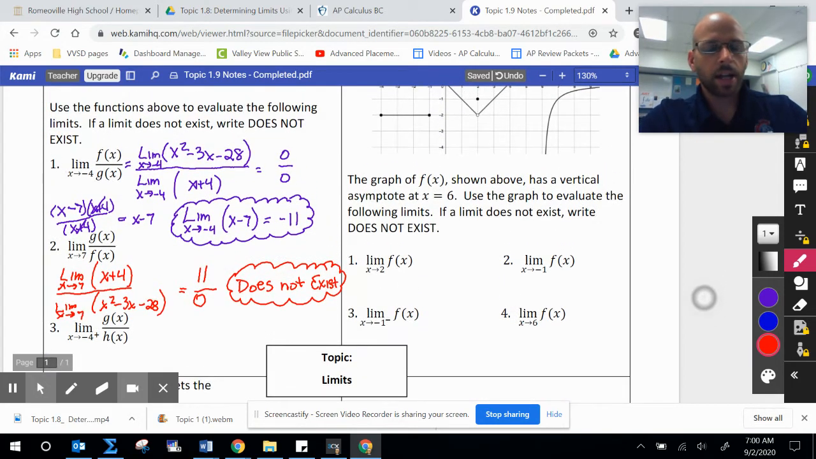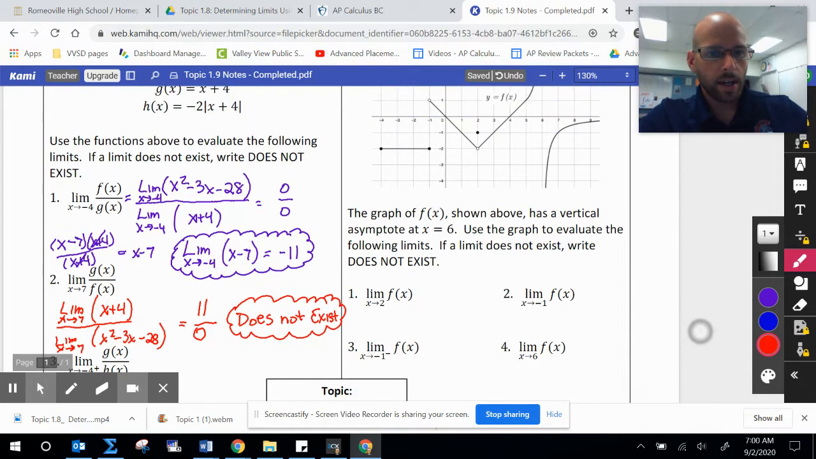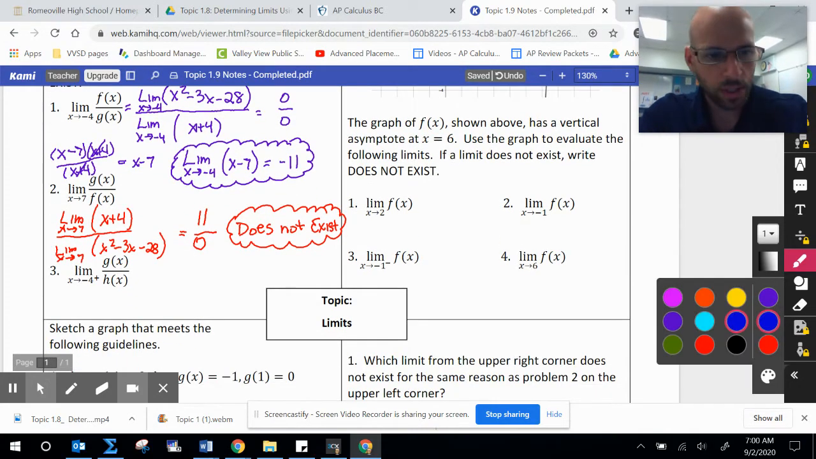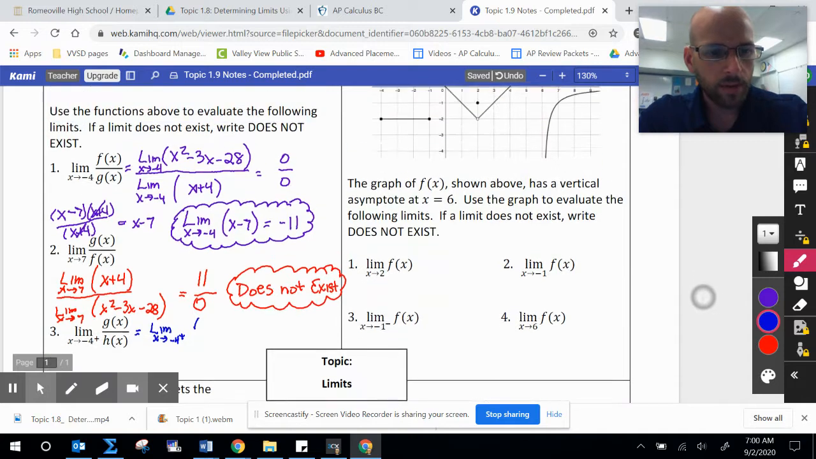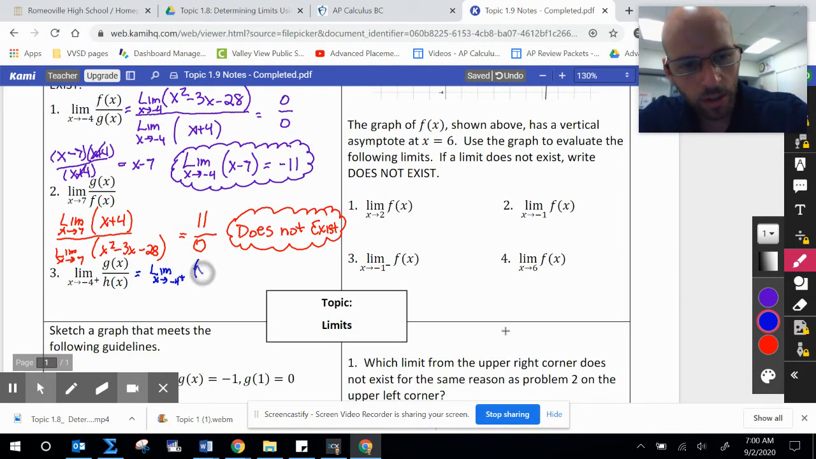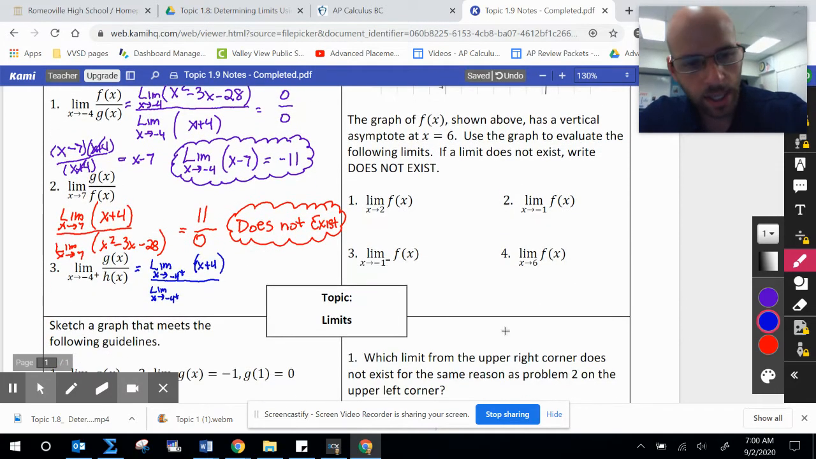All right, and then last but not least, we're going to go -4 from the right. I want to make sure I write this correctly. Again, we're going to change some colors. I'm getting a little cramped in here. I apologize. I'm going to say the limit as x approaches -4 from the right of g on the top, so that's x plus 4. And then on the bottom, we're going to have the limit as x approaches -4 from the right of h, which is -2 times the absolute value of x plus 4.